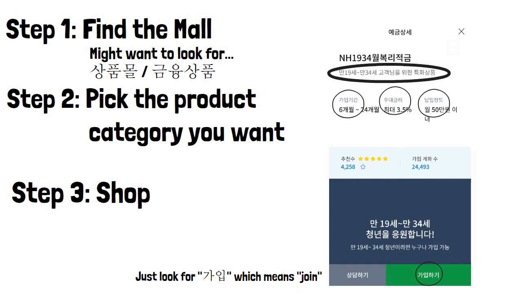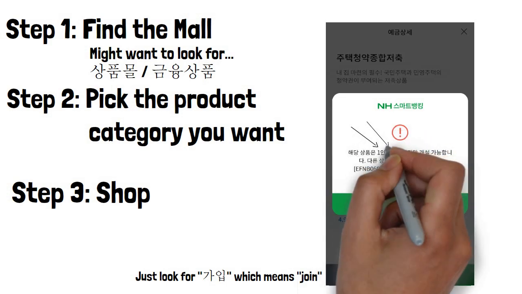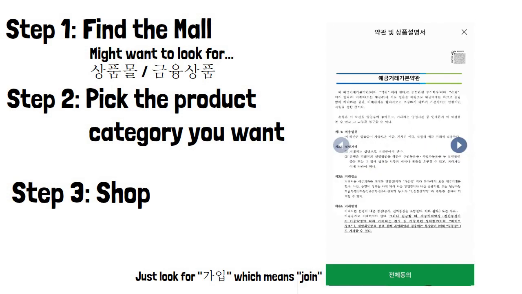Now, if you immediately get an alert like this one, then chances are you don't qualify for the account. This one specifically says that I can only have one kind of this account at any given time. Another possible error may be due to something like a failure to meet the age restrictions. Either way, if there's an error, read the error, it'll tell you what's wrong.